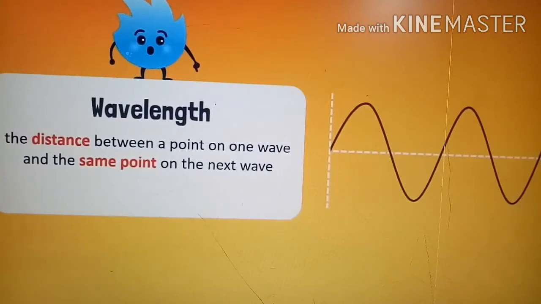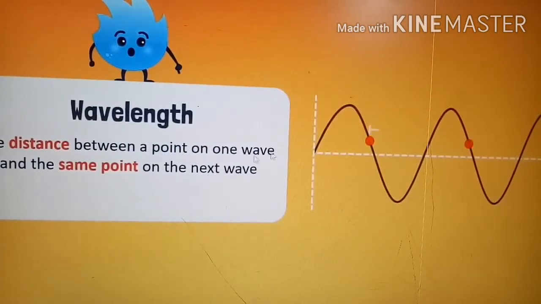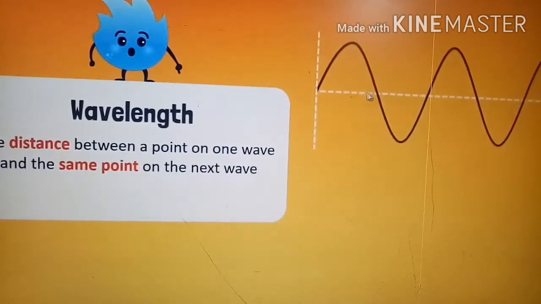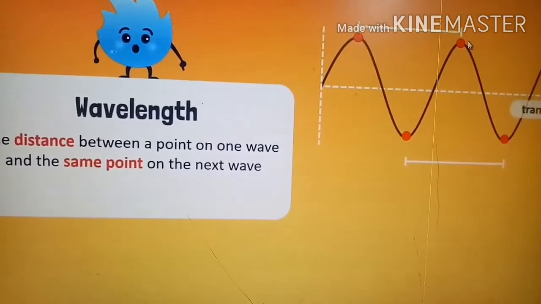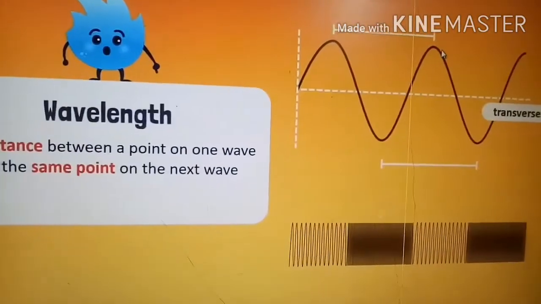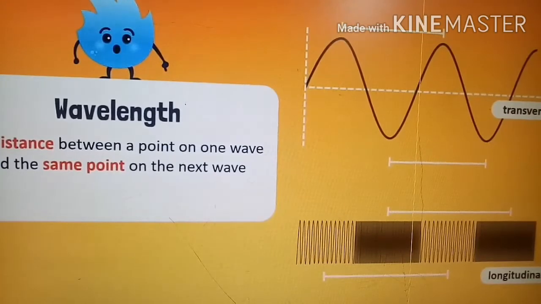So the next is wavelength, the distance between a point on one wave and the same point on the next wave. That is called wavelength. Observe carefully. Look at that, this is one point, this is the second point. The distance between these two points is called the wavelength. So one point on the compression and another point on the very next compression. You can also say that the distance between two consecutive compressions or the distance between two consecutive rarefactions, both are called wavelength.